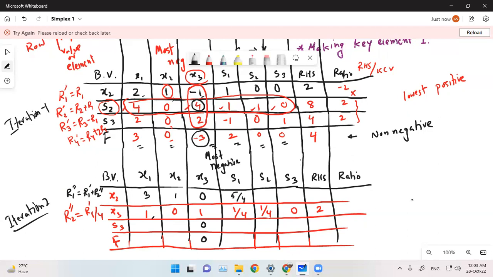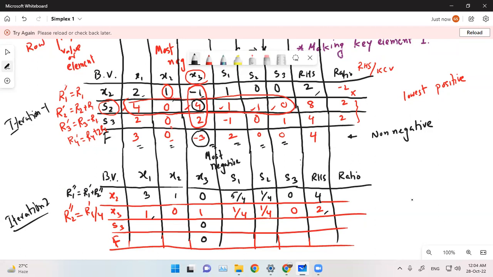And 0 will be added with 1 by 4, so it is 1 by 4. Then 0 is added with 0. And then your 4 is added with this 2 will be added with this 2. So basically it will be 4.